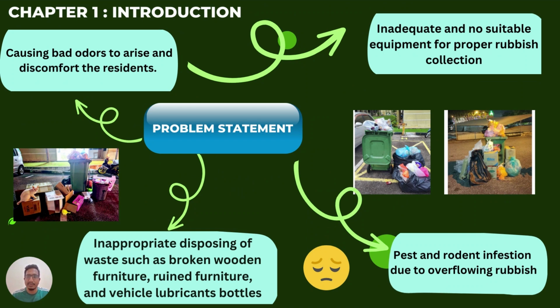In Chapter 1, we start with the problem statement of this PBL, which describes the problems faced by the community of Pangsapuri Bukit Berang Permai due to improper trash management, which are causing bad odors to arise and discomfort the residents, inappropriate disposal of waste such as broken wooden furniture and vehicle lubricant bottles, inadequate and no suitable equipment for proper rubbish collection, and finally, pest and rodent infestation due to the overflowing rubbish.